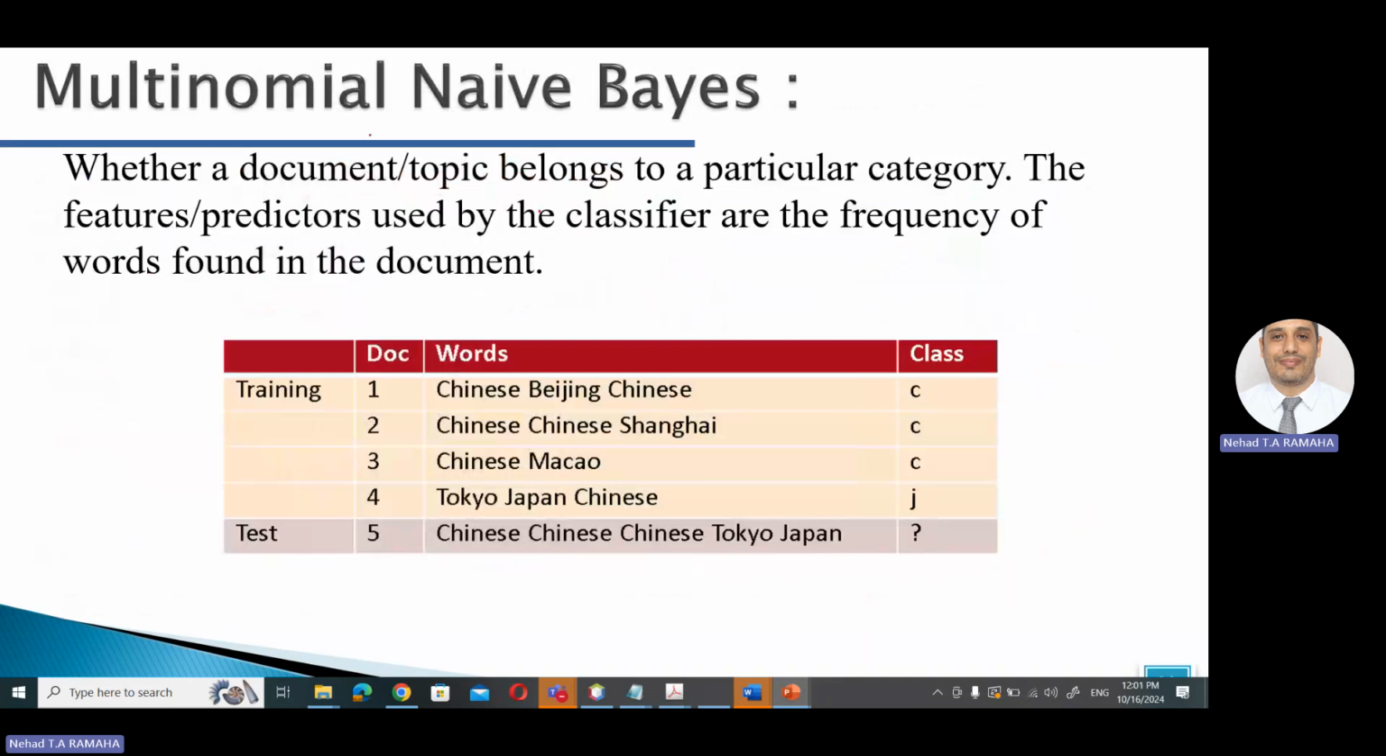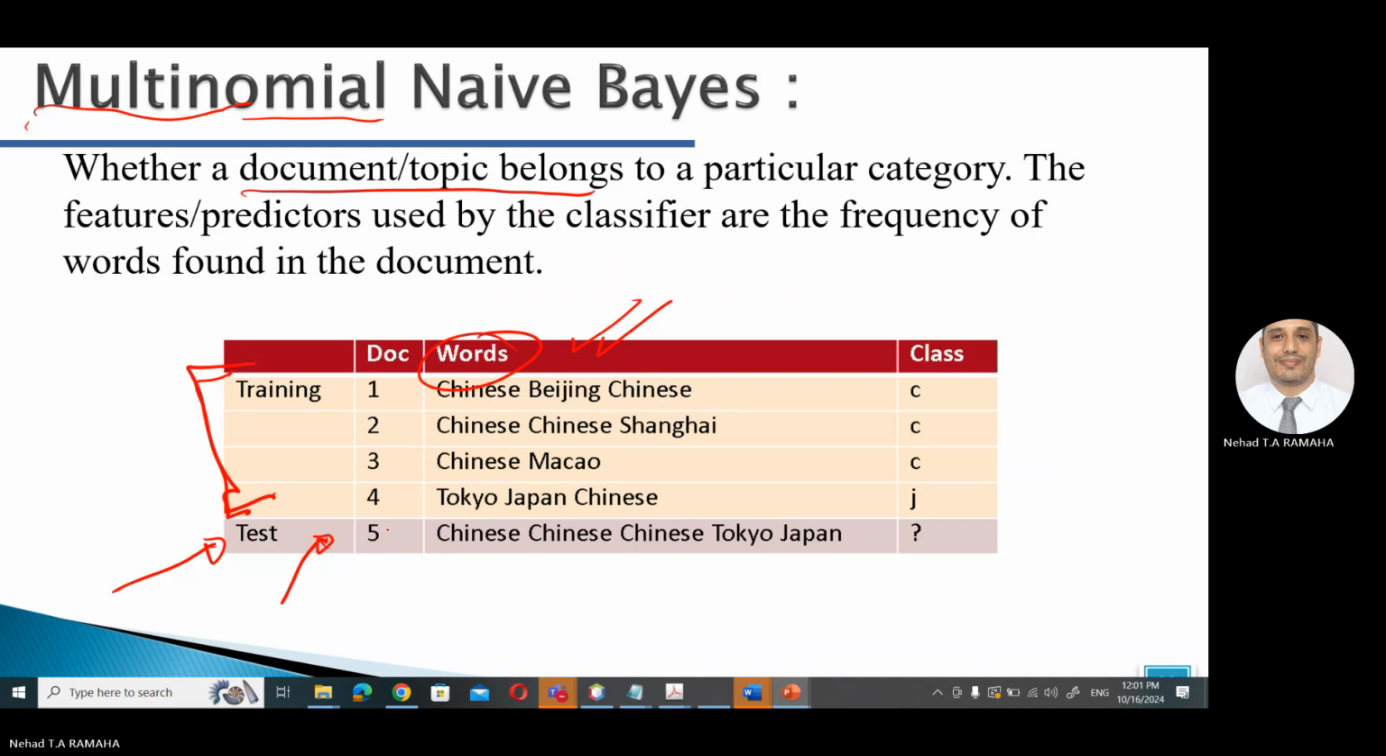This example is for the other type, which is multinomial naive Bayes. It's for document topic. So we will classify the document topic: is it about China or Chinese or Japanese, depending on the frequency of the words. So we have a training set and a test set. Depending on the data from the training set, we will classify document number 5, based on the previous data.